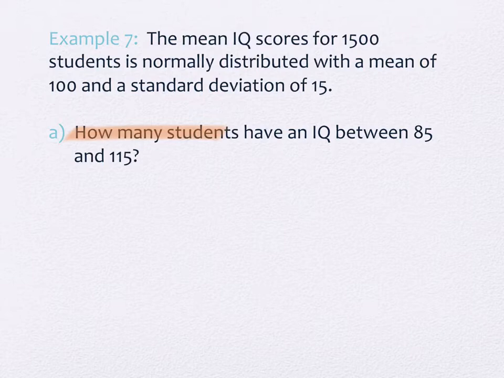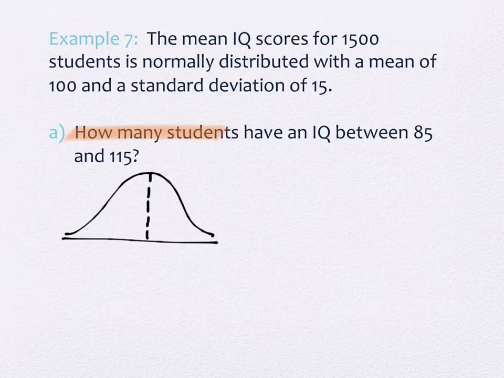Draw a graph and label everything, right? I need to know where all those numbers go. So I've got my graph. What goes in the middle? 100. What's my standard deviation? 15.